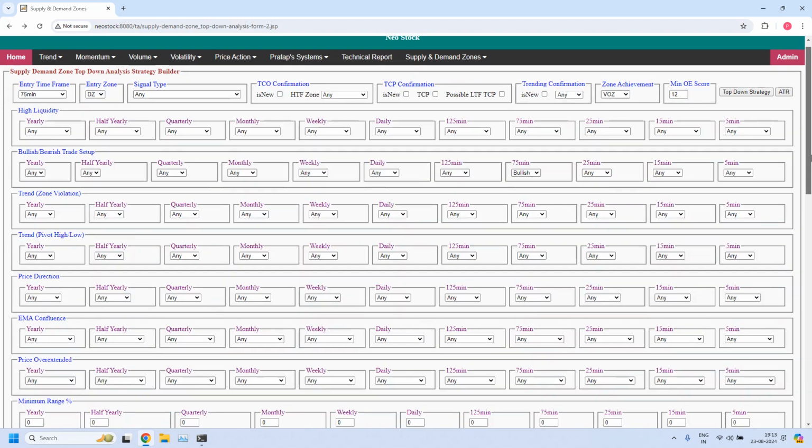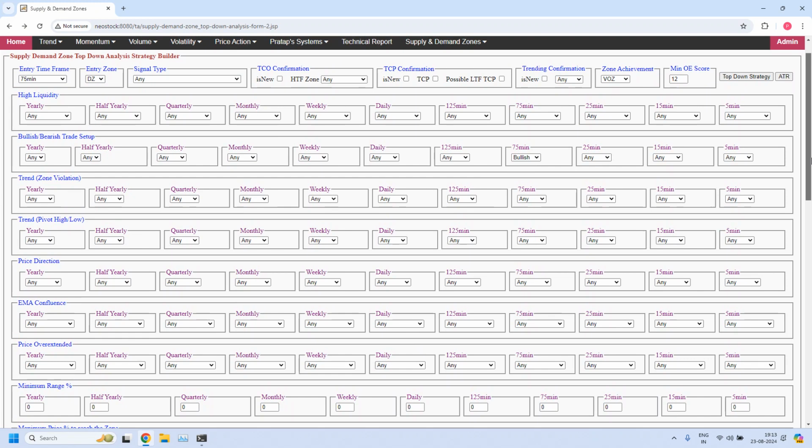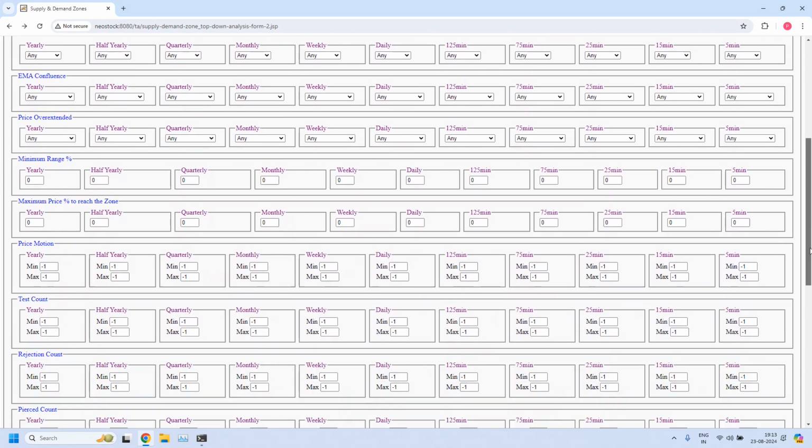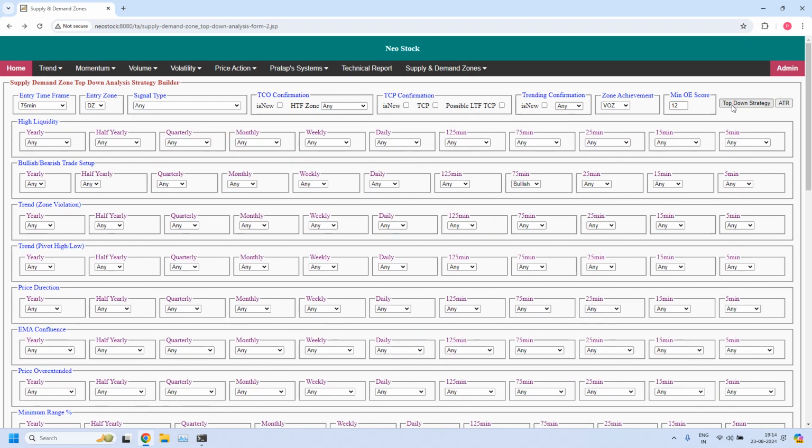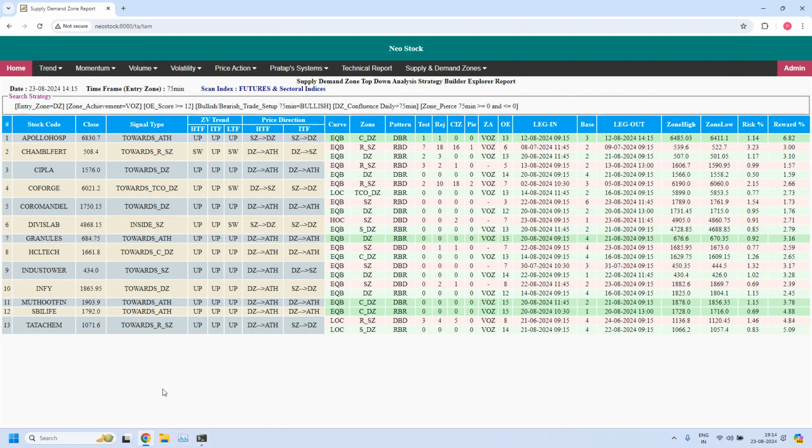So let me add the filter. In the demand zone confluence, I am enabling the 75 minutes demand zone with the daily demand zone. So this option is enabled. Now let me filter the stocks. So 13 stocks are filtered. In bullish trade setup, the ITF time frame is always uptrend. So here we have uptrend. Now all these 13 stocks are having daily demand zone confluence.